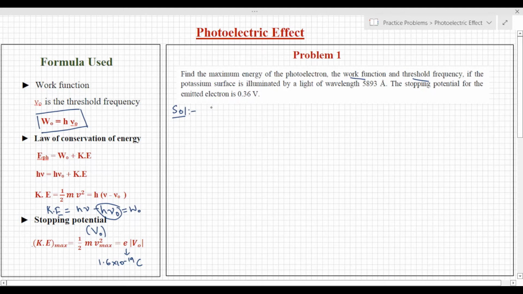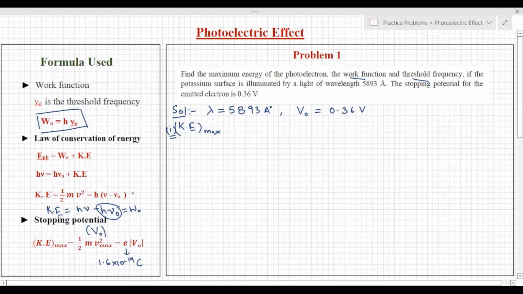The incident wavelength, lambda, is given to you as 5893 angstrom, and the stopping potential, capital V naught, is provided as 0.36 volt. What you have to find out is the maximum kinetic energy. So we will solve one by one. Mark it as 1.